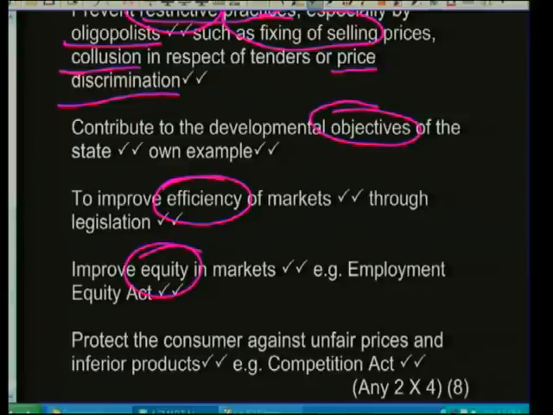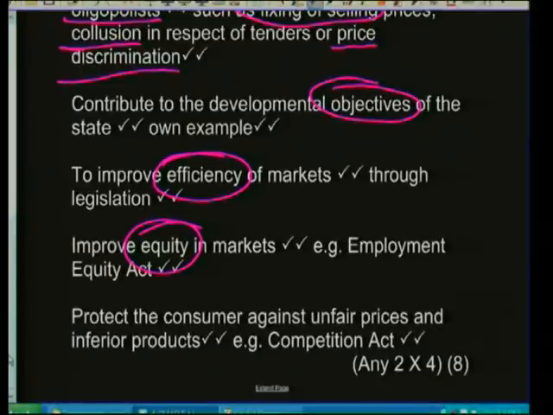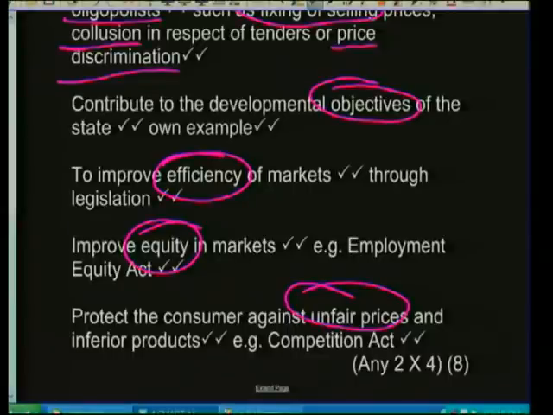When you look at equity, that means giving everyone a fair chance. And this could be done through the Employment Equity Act. That is an example. To protect the consumer against unfair prices and inferior products. Unfair prices might be charging too much for a product that's not really worth that much. Or inferior products are those type of products that do not really deserve to get a high price.